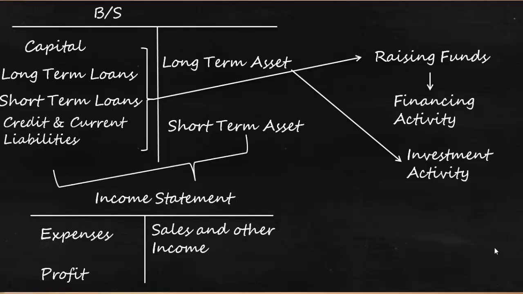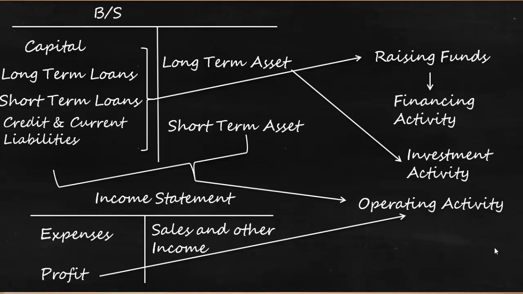And look here, the short-term assets, the creditors and current liabilities. These are all called operating activities. These are all created out of operating activities. And look at the profit, it is also created out of operating activities. So what we did here is we identified what activity results in financing, what activity results in investment, and what activity results in operating activity.